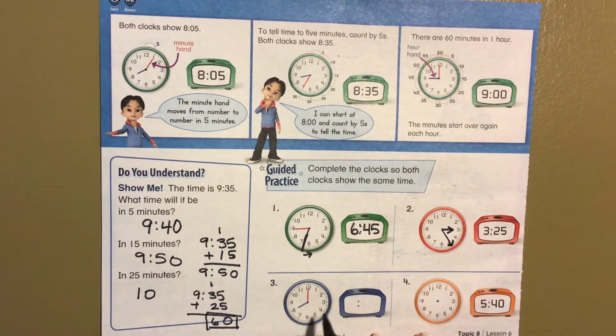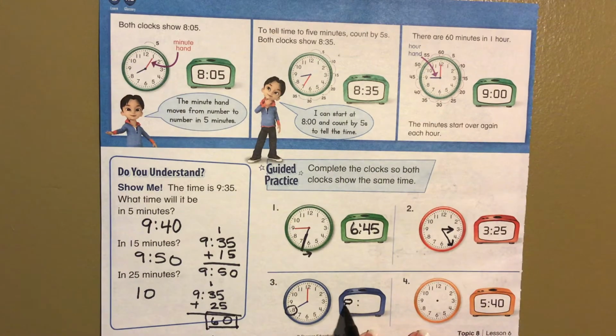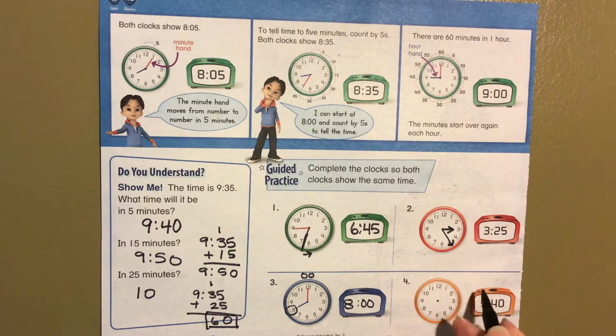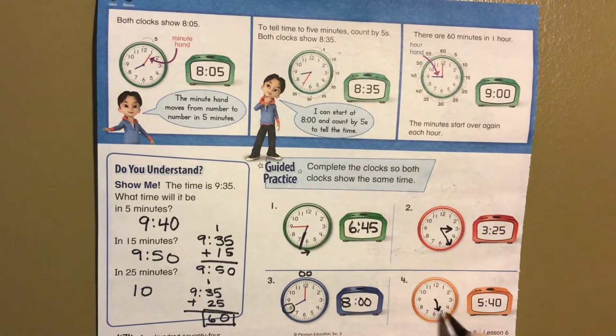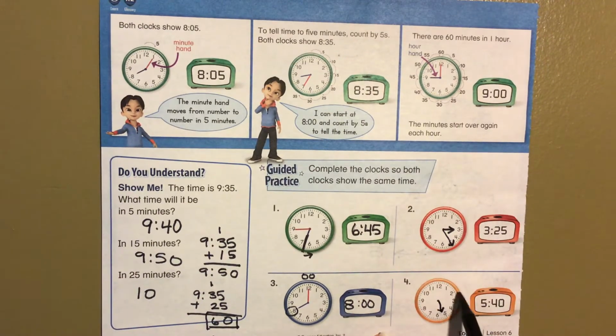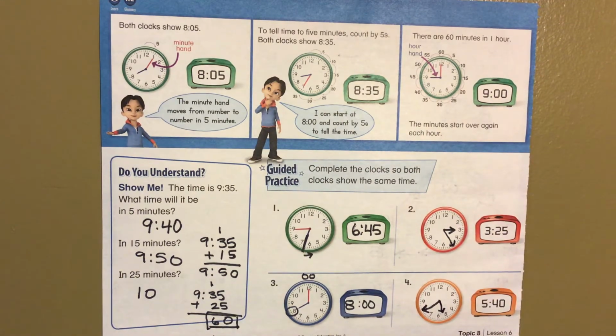Okay. For number 3 here, let's see what time it is. 8 is our hour hand, and our minute hand is going straight up. When it does that, it's not 8:12. It's actually 8 o'clock right away with 0 minutes. And then 5:40. So we want our short hand to point to the 5, and then 40 minutes. 5, 10, 15, 20, 25, 30, 35, 40 points to the 8. Just like that.